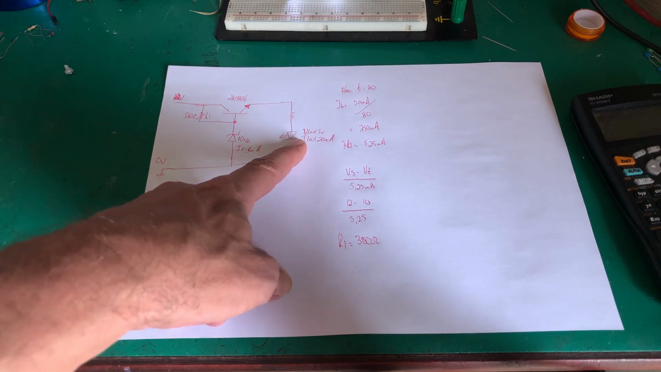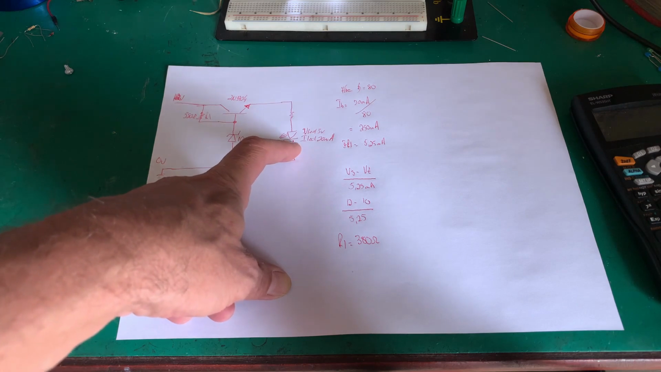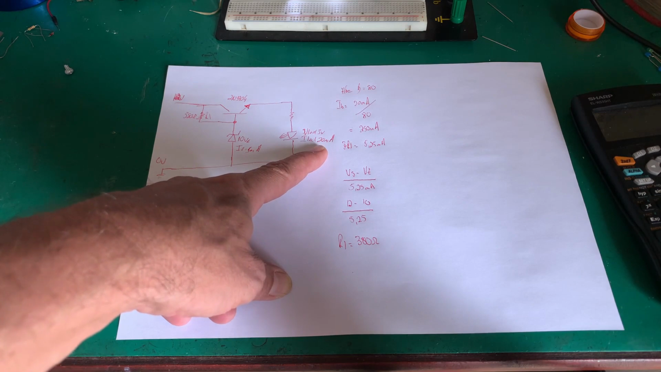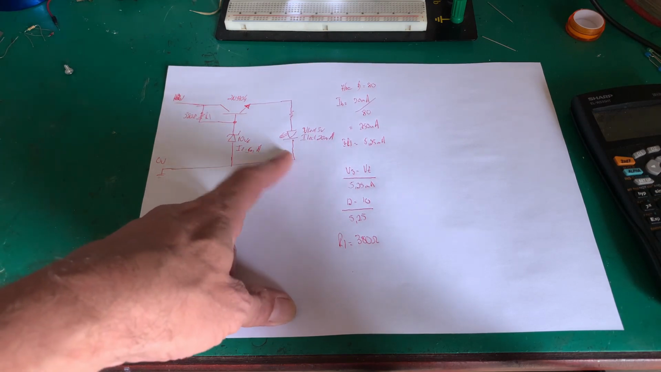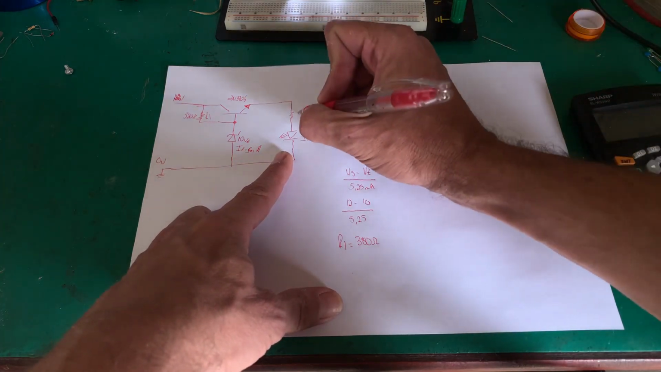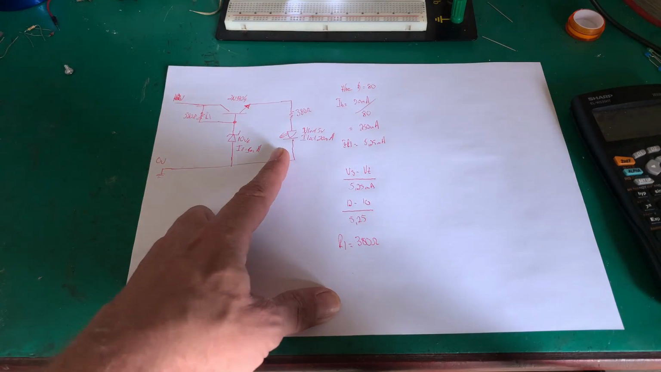To calculate this, we just subtract the 12 from the 3 required by the LED, which will give us 9 divided by 20 milliamp will give us about 400 and something ohm. So just to keep it easy, I'm just going to make that 380 ohm as well. Simple.